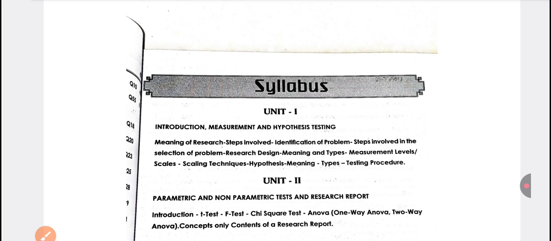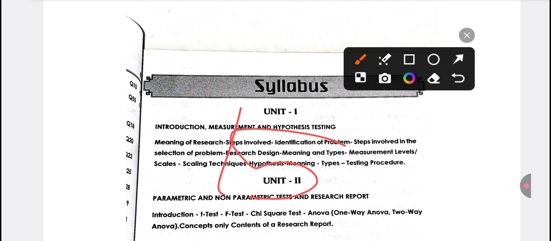And in unit number 2 also you need to attempt one long question which carries 15 marks, and a short question of 5 marks, so total 20 marks. So total 40 marks paper. Passing is only 15. What is the passing marks? Only 15 is the passing marks.